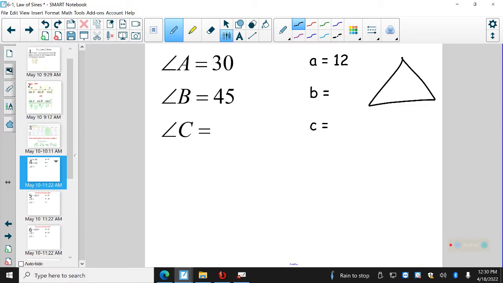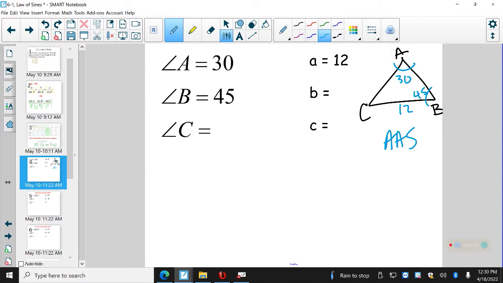So if I draw a triangle, and I label this A, B, C, and I go ahead and I label what I have. A is 30, little a is 12, and angle B is 45. What did they give me? Angle, angle, side. Is that the ambiguous case? No, it is not the ambiguous case, which means I can go ahead and use the law of sines on this. Doesn't it matter where you set your angles up?